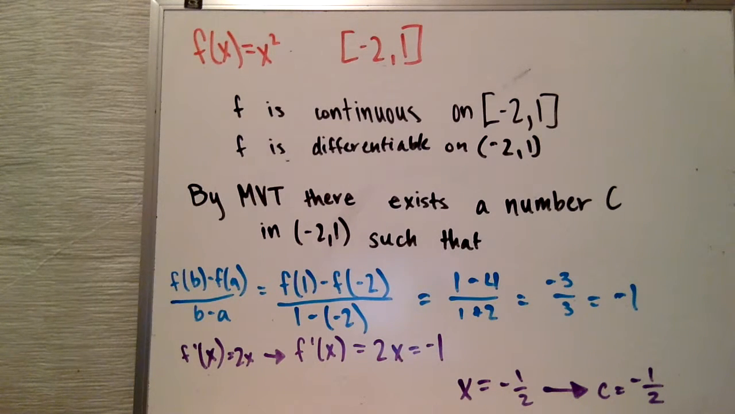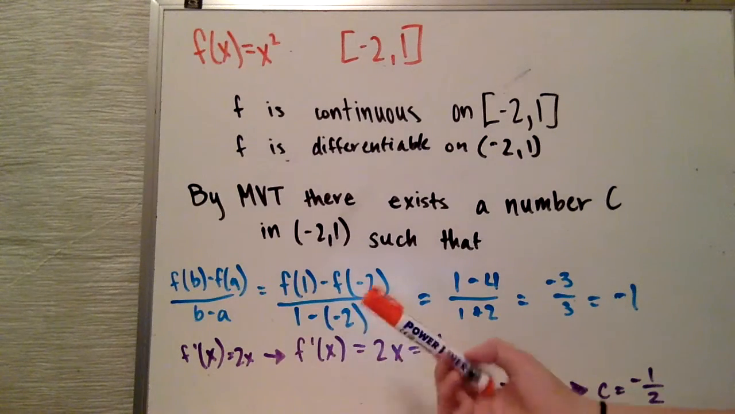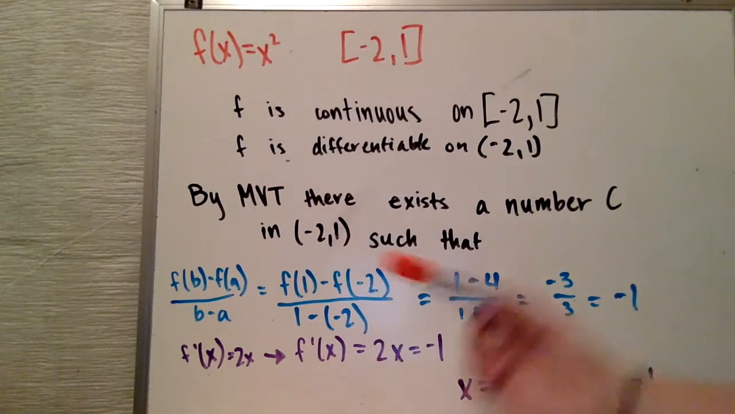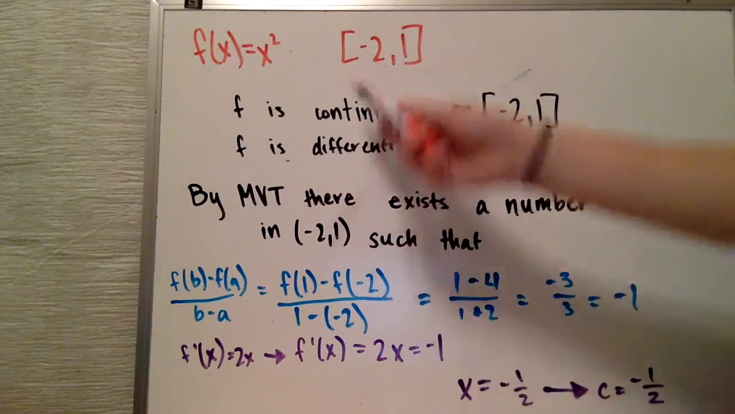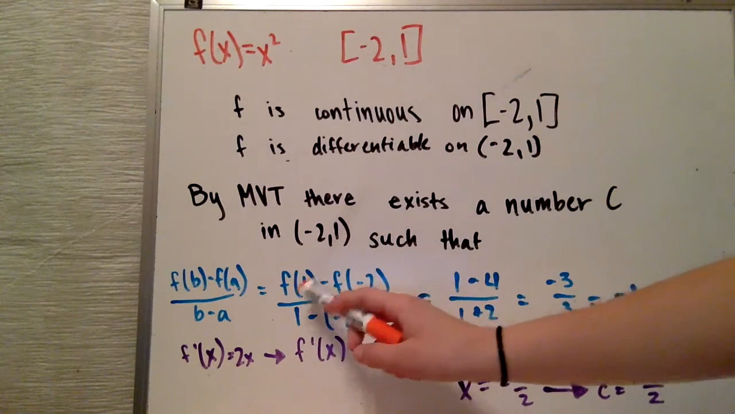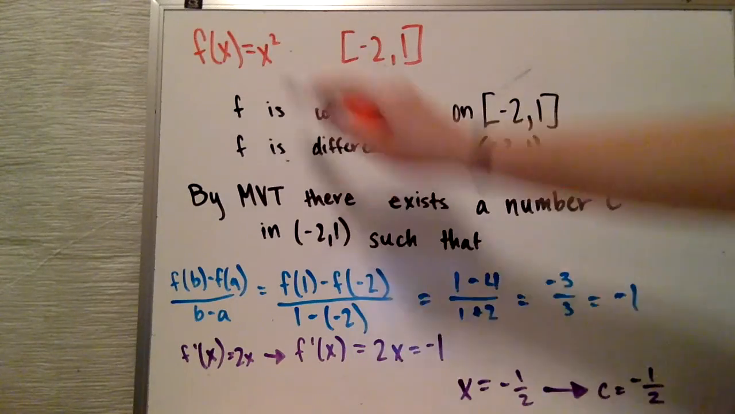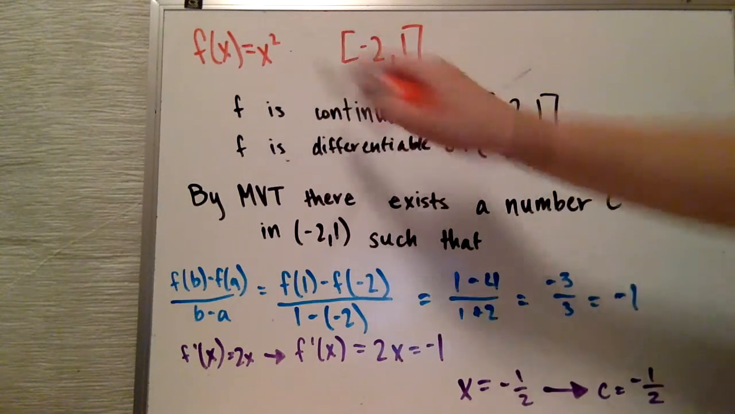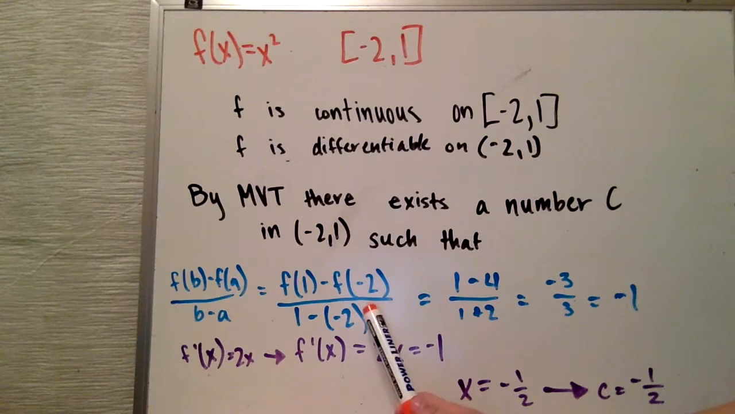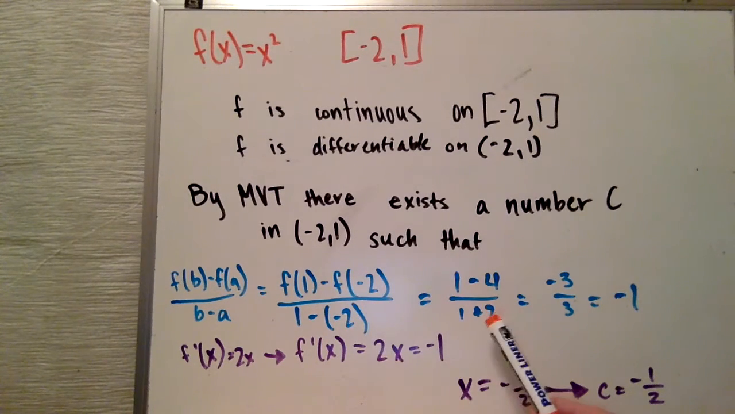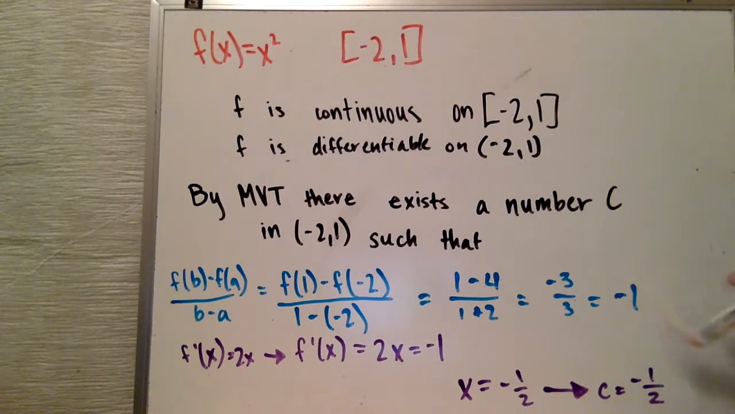What we started out with was I wrote the equation and then I plugged in my numbers. B is 1 because it's the second one, so it's A, B, and you plug in those. To get f of it, you plug it back in, so it's 1, and then -2 squared is 4. So it's 1 minus 4, and then on the bottom it's just b minus a, so it's 1 minus -2, so it's 1 plus 2. So it's -3 over 3, which gives you -1.